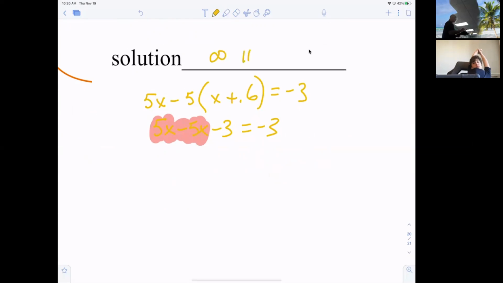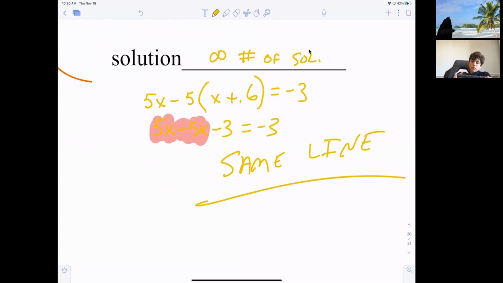So that's the clue that it is a what? Infinite number of solutions. Why is it infinite? Because they are the same exact what? Line. It's the same line. All right. Now let's just say you made a mistake and you thought it was parallel by accident. That's why you're going to check your work right now.